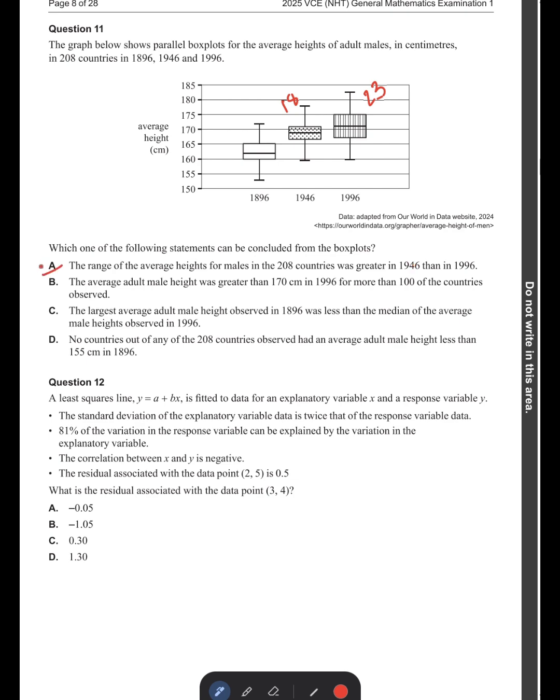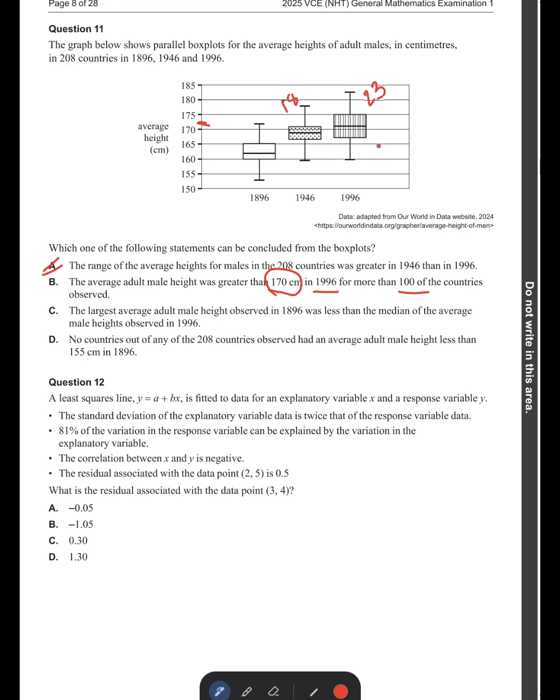So it's not A. The average adult male height was greater than 170 centimeters in 1996 for more than 100 of the countries observed. Now, 100 is going to be a really funny number because it's not quite half, so we can't really guarantee this in a lot of cases. But we'll have a look at 1996, and we've got the average height of 170 something.